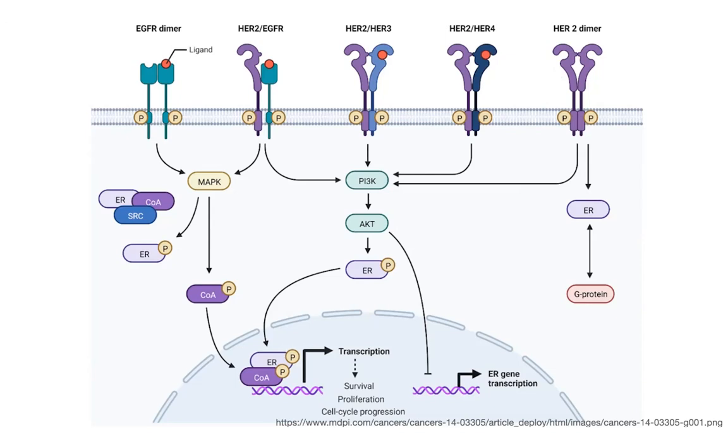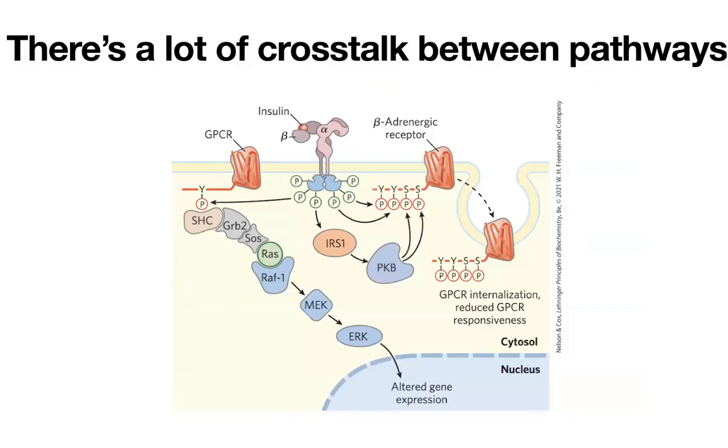If it doesn't need the ligand to be activated, now it's going to be constitutively active if there's enough of it that you form these dimers. So that's one of the common mutations associated with breast cancer: an overexpression of HER2. And there are antibody treatments like Herceptin that go and try to block this receptor so that it can't be activated. You can't get that activity.